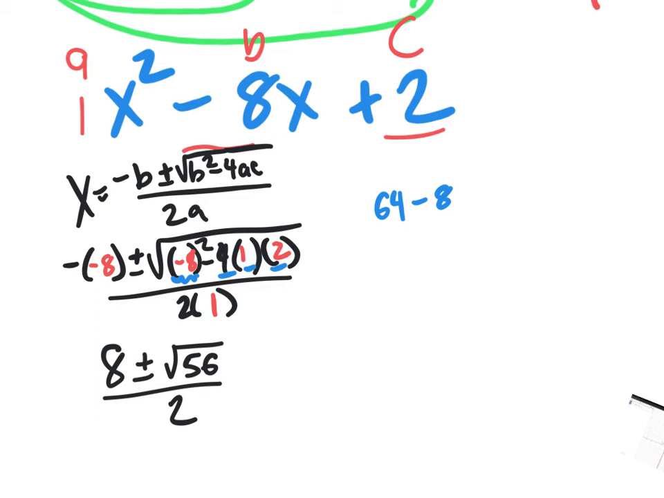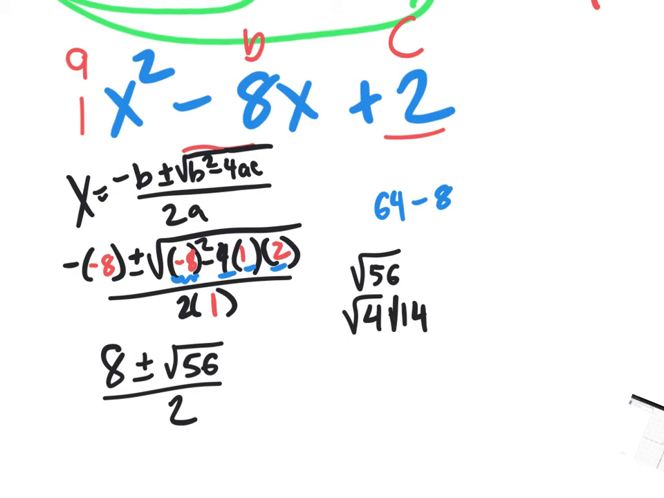So that means that I could probably break it down to 4 times something. That would be 4 times 14. Yeah. So on the side, 56 could be broken down to 4 times... you want to think perfect square numbers, right? 4 times 14, that'll give us 56. Use a calculator if you need to.